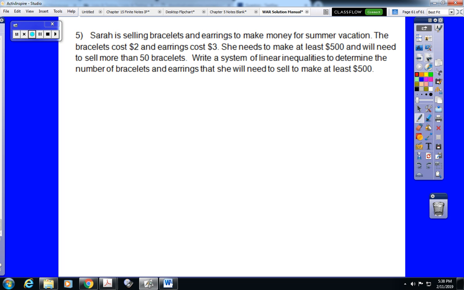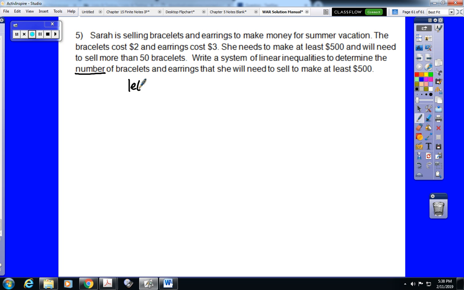And the final question of the packet. Sarah is selling bracelets and earrings to make money for summer vacation. The bracelets cost $2 each and the earrings cost $3 each. She needs to make at least $500 and will need to sell more than 50 bracelets. Write a system of linear inequalities to determine the number of bracelets and earrings she will need to sell to make at least $500.